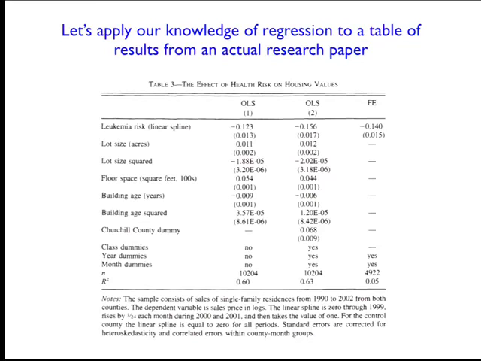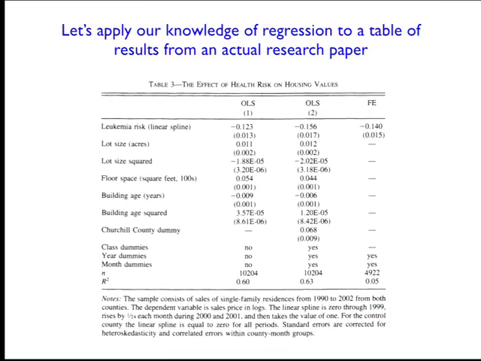Oh, that's a good question. Basically, the author wants to account for the possibility that there might be a nonlinear relationship between lot size, or between building age, and house prices. So if you just put in lot size, then this is sales price, and then lot size.